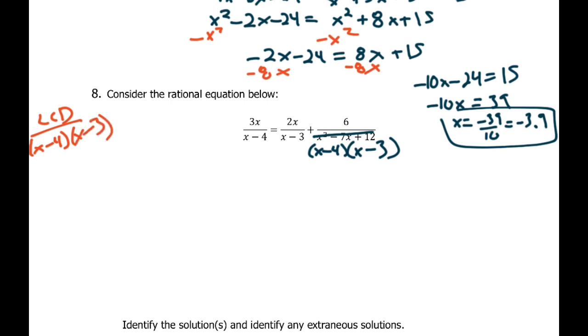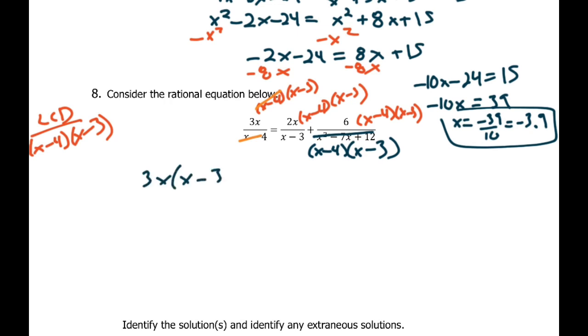So I'm going to write x minus 4, x minus 3 next to each of our terms. So now what I'm going to do, cancel out terms. So for my first one, the x minus 4's cancel out. So I'll have a 3x times x minus 3 equals. On the next one, the x minus 3's cancel. So I'll have a 2x, x minus 4, plus, and then here, both the x minus 4's and the x minus 3's cancel. So I'll just have a 6.